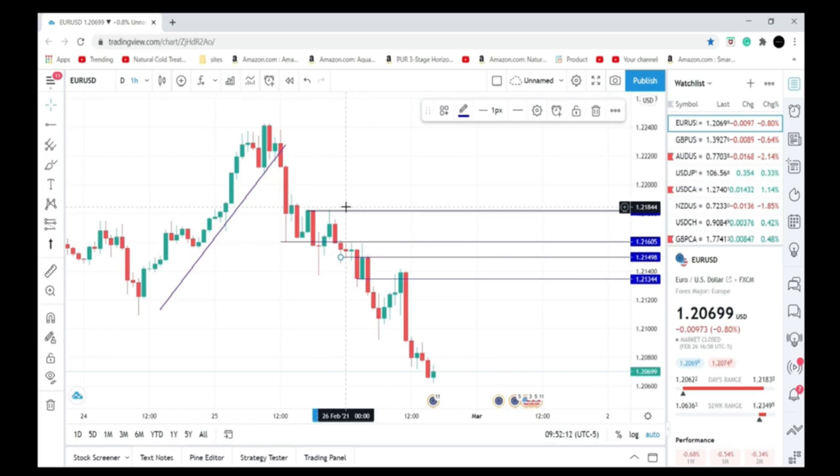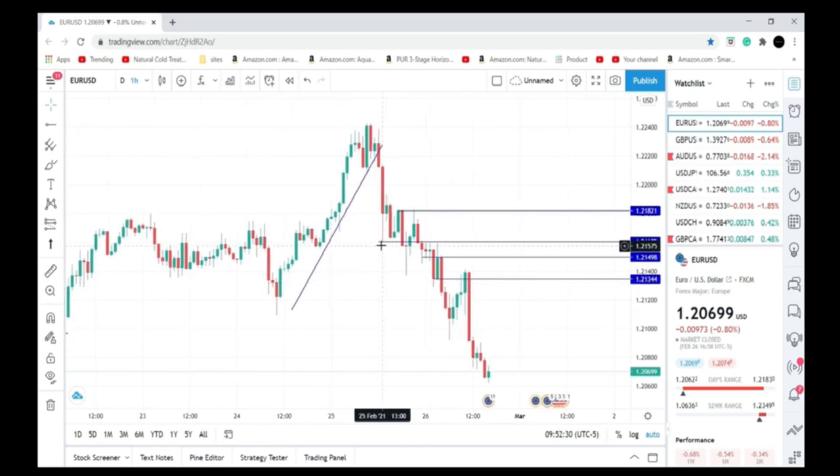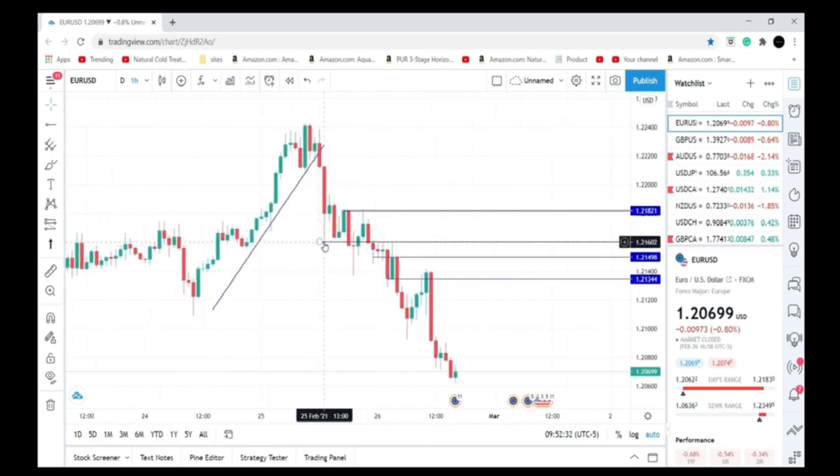Most people don't know how to draw the levels like that. So this is how we do it. We draw it at the body or the wick, and we wait for price to come to these levels, okay? And then we're gonna look for our entries. This is how we want to mark down our charts.